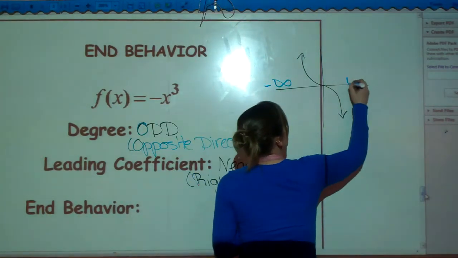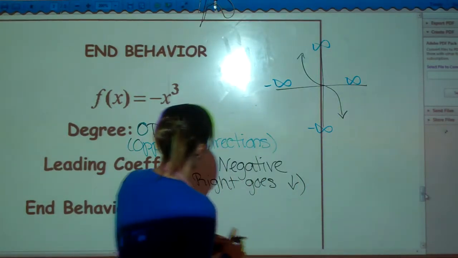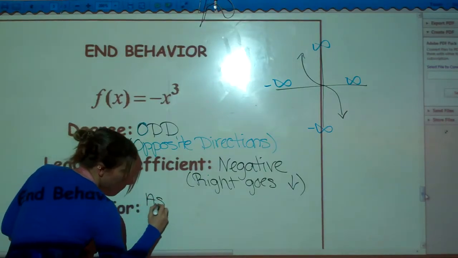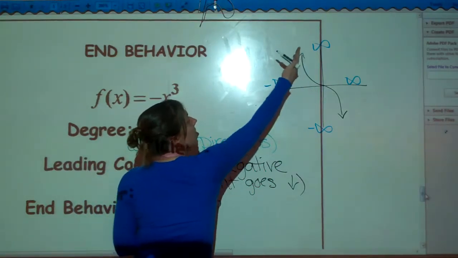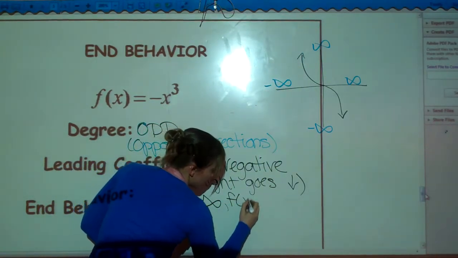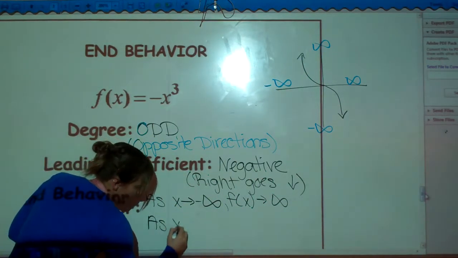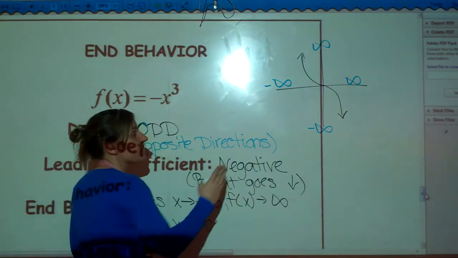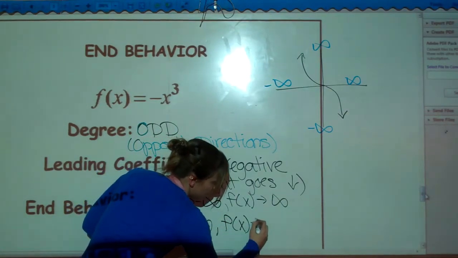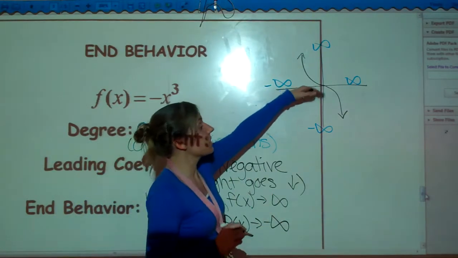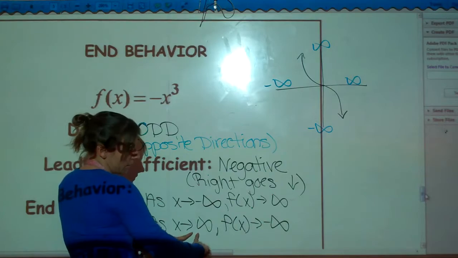So negative infinity, positive infinity. As we go to the left, as x approaches negative infinity, it goes up. So that means the function is going up, it's going to positive infinity. And as x approaches positive infinity, as we go off to the right in this graph, the function is going down, so the function is going to negative infinity. So this means left goes up, right goes down.